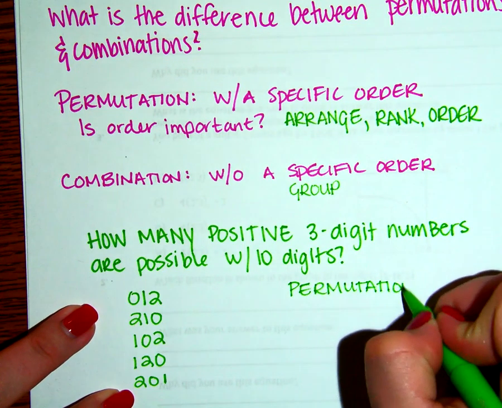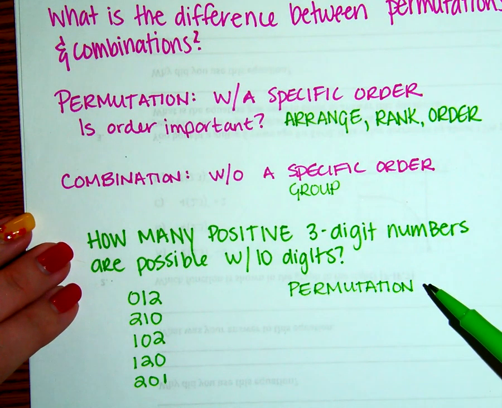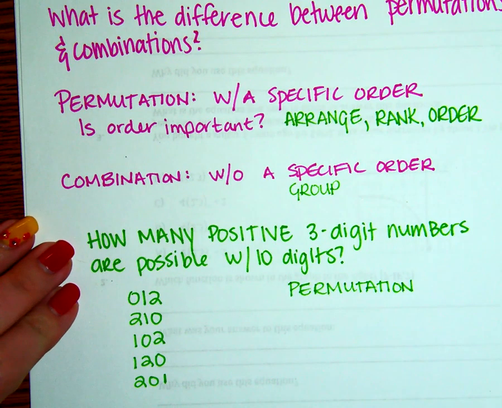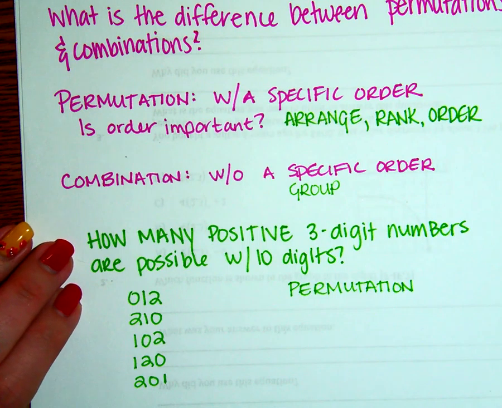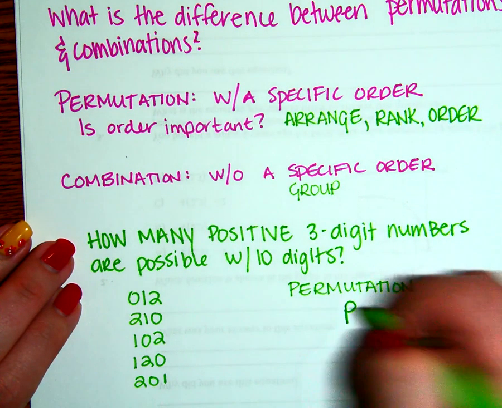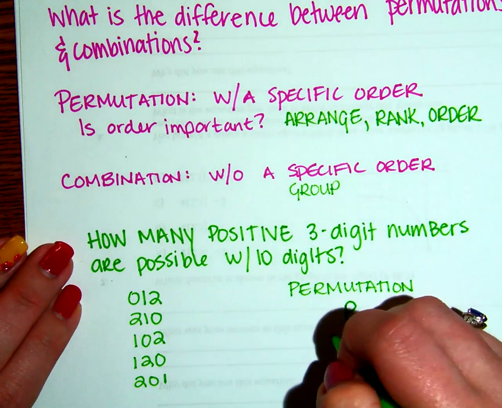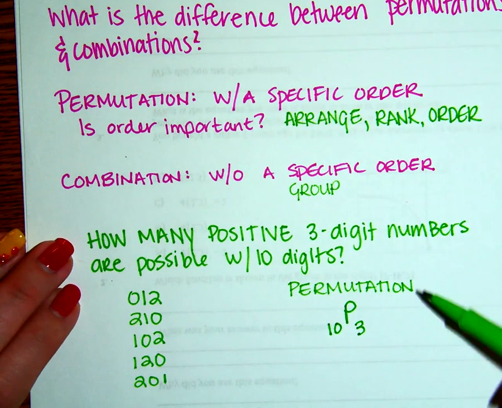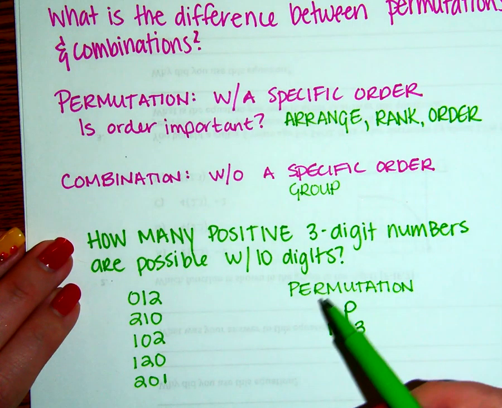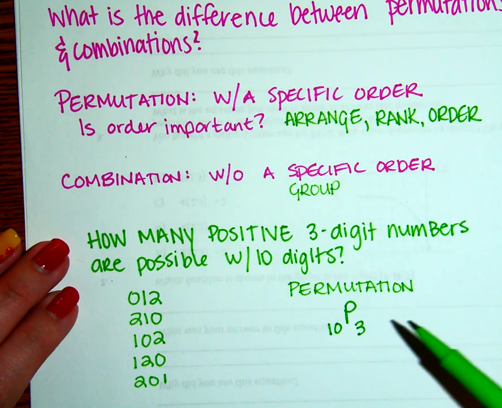And so on your test, you're going to be given an example like this. You're going to have to tell me, is it a permutation or a combination? It's going to ask what would the formula or what would the notation look like. So we decided it's a permutation. How many total objects do I have to choose from? I have 10 total digits to choose from, and how many am I pulling at a time? 3. So this is one thing I'd be looking for. I'm looking for your notation, and then I'm looking for, well, how many 3-digit numbers could you choose from?